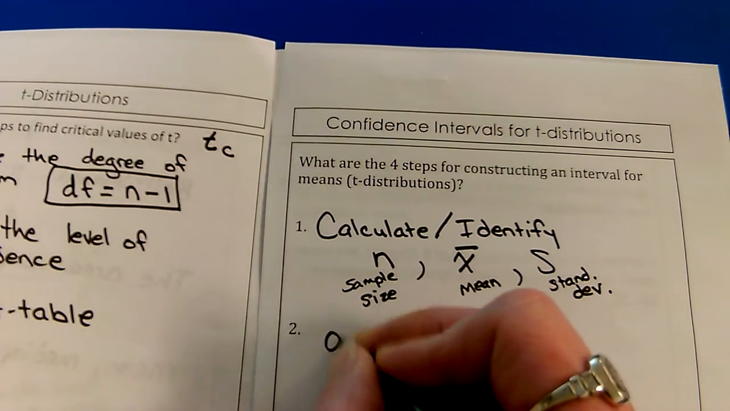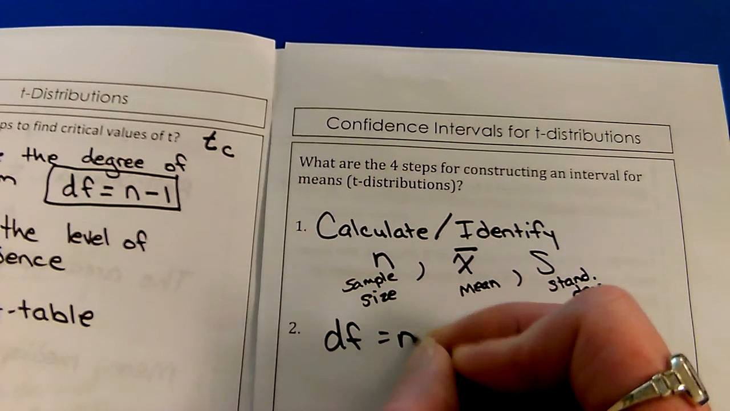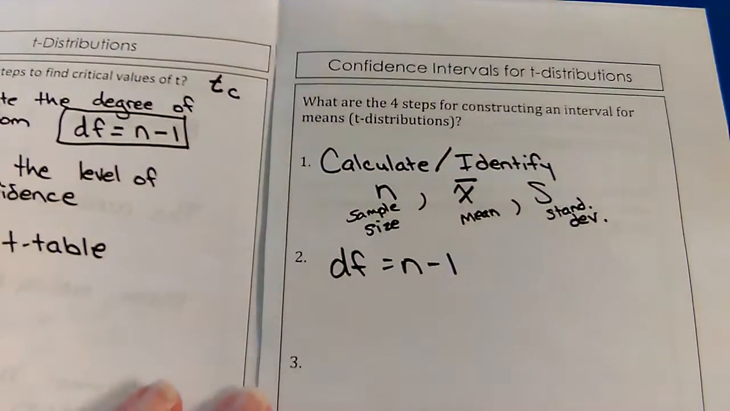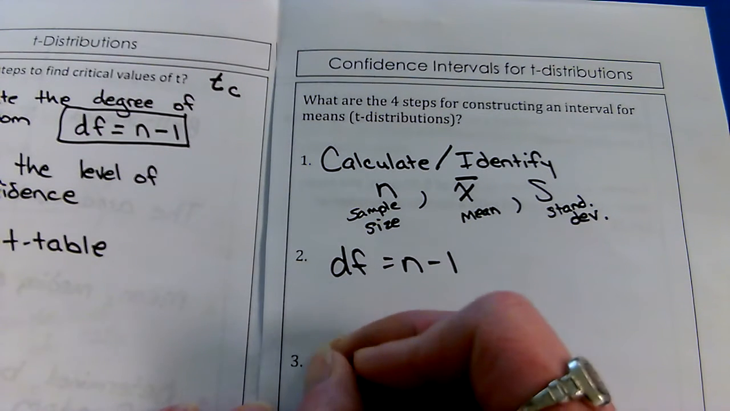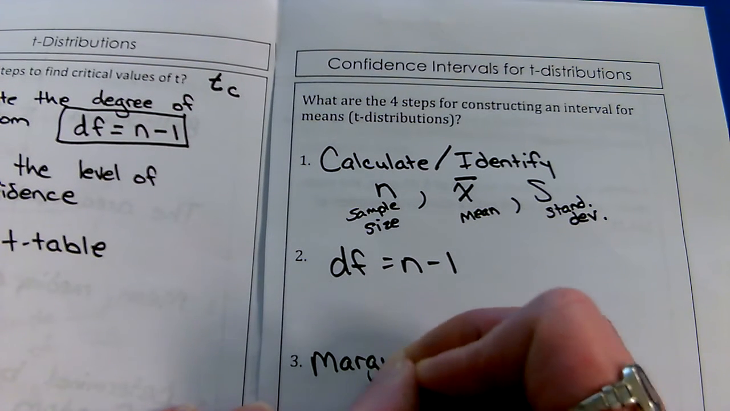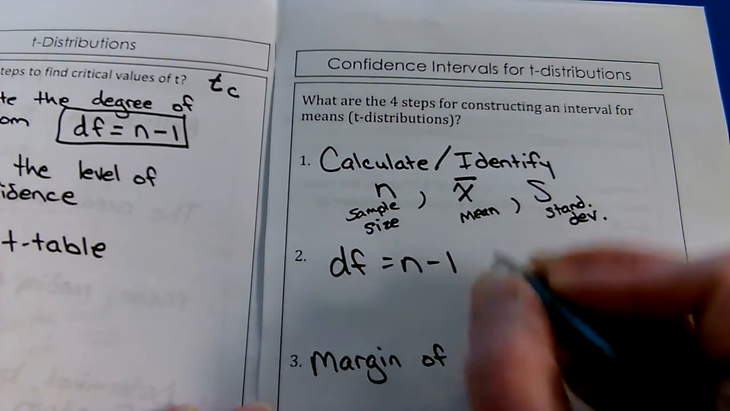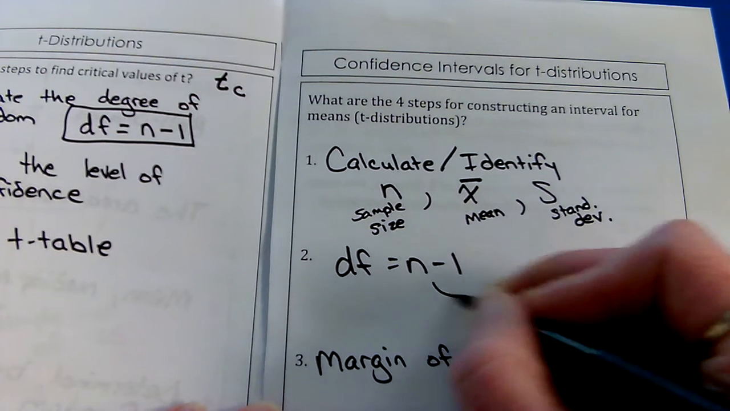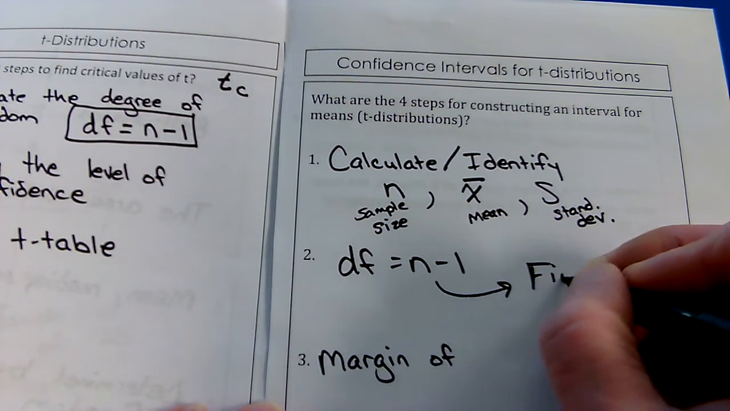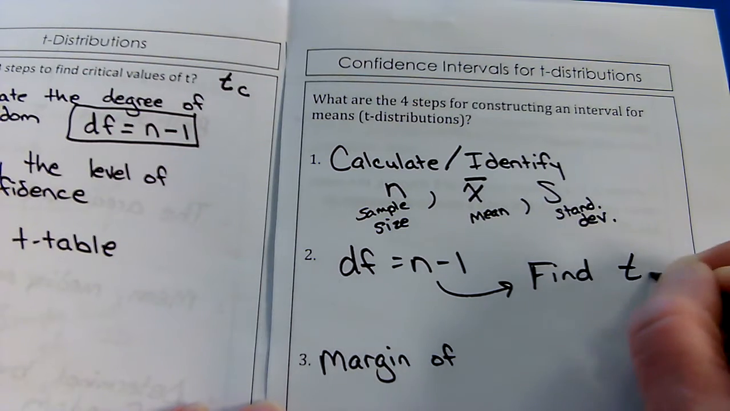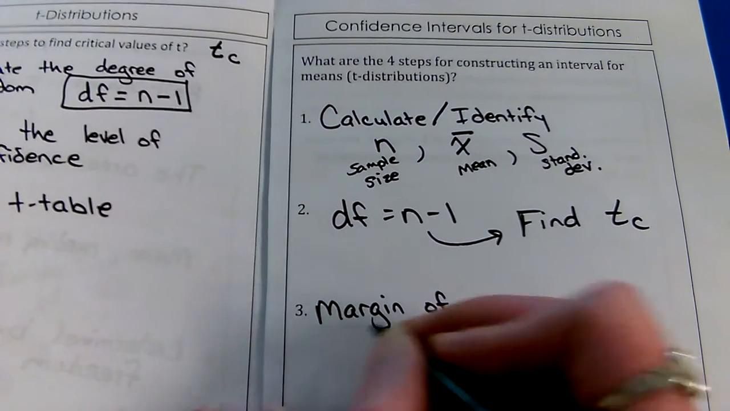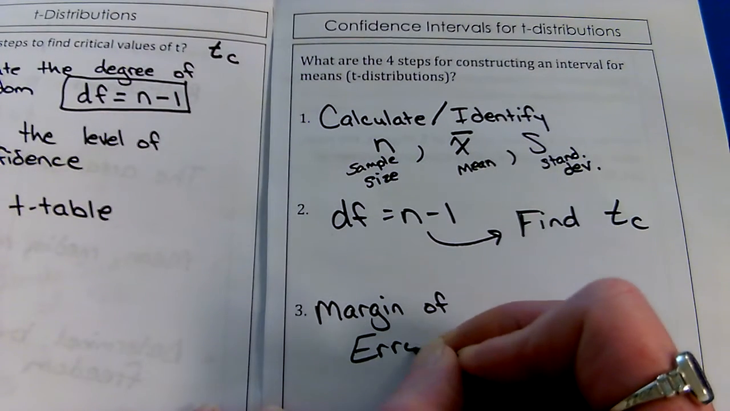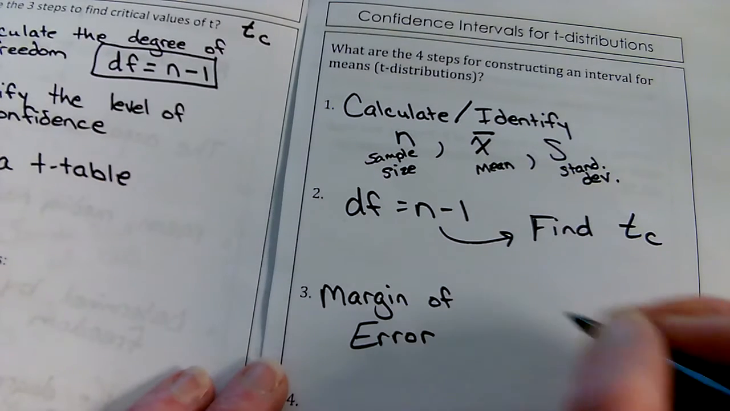We need the degrees of freedom. Then we need to calculate our margin of error. So use the degrees of freedom to find, sorry, I forgot to write that, find our critical value. Then we can find our margin of error.